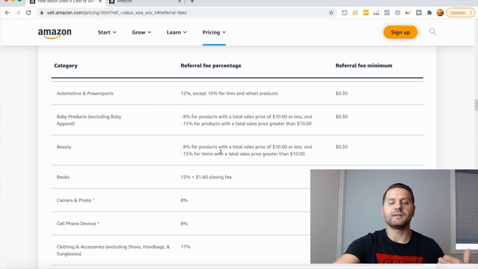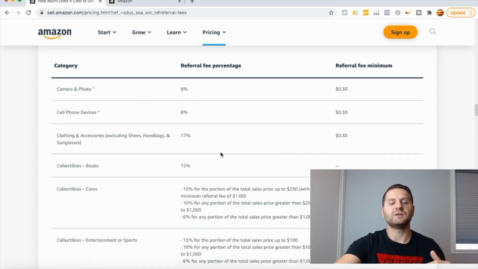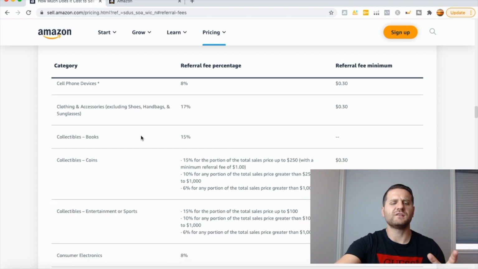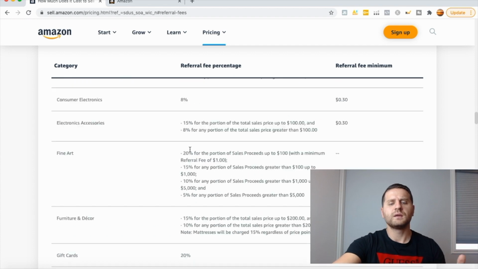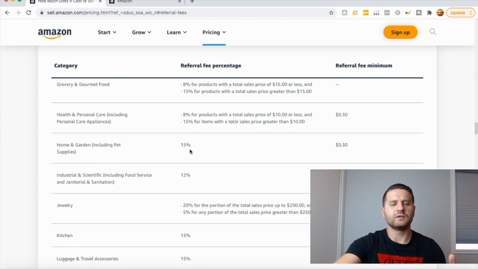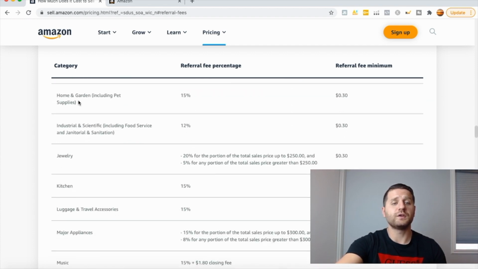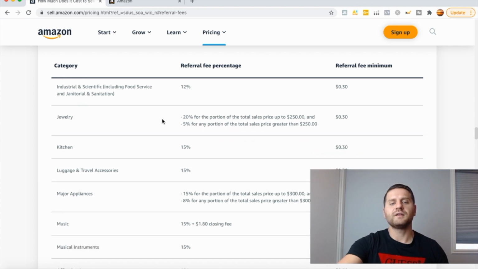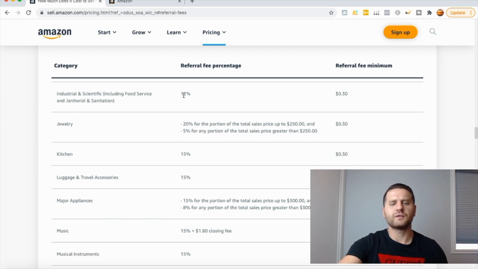Now the best private label categories will be 15%. So collectible books, this is not a great private label category, this one not as well. Let's find those good private label categories. This one over here, home and garden including pet supplies, is a great private labeling category, which will be 15%. Industrial and scientific will be a 12% referral fee, which is 3% lower than 15%. Industrial and scientific is also a great private labeling category.